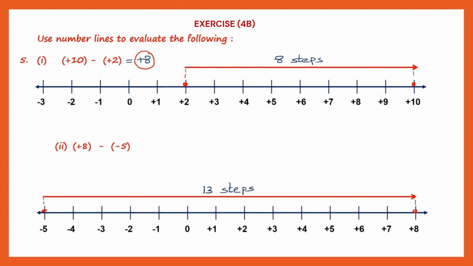So we write plus 13. So when we write our answer, we say plus 13 because we have moved 13 steps to the right side. So this is how we do subtraction on the number line.